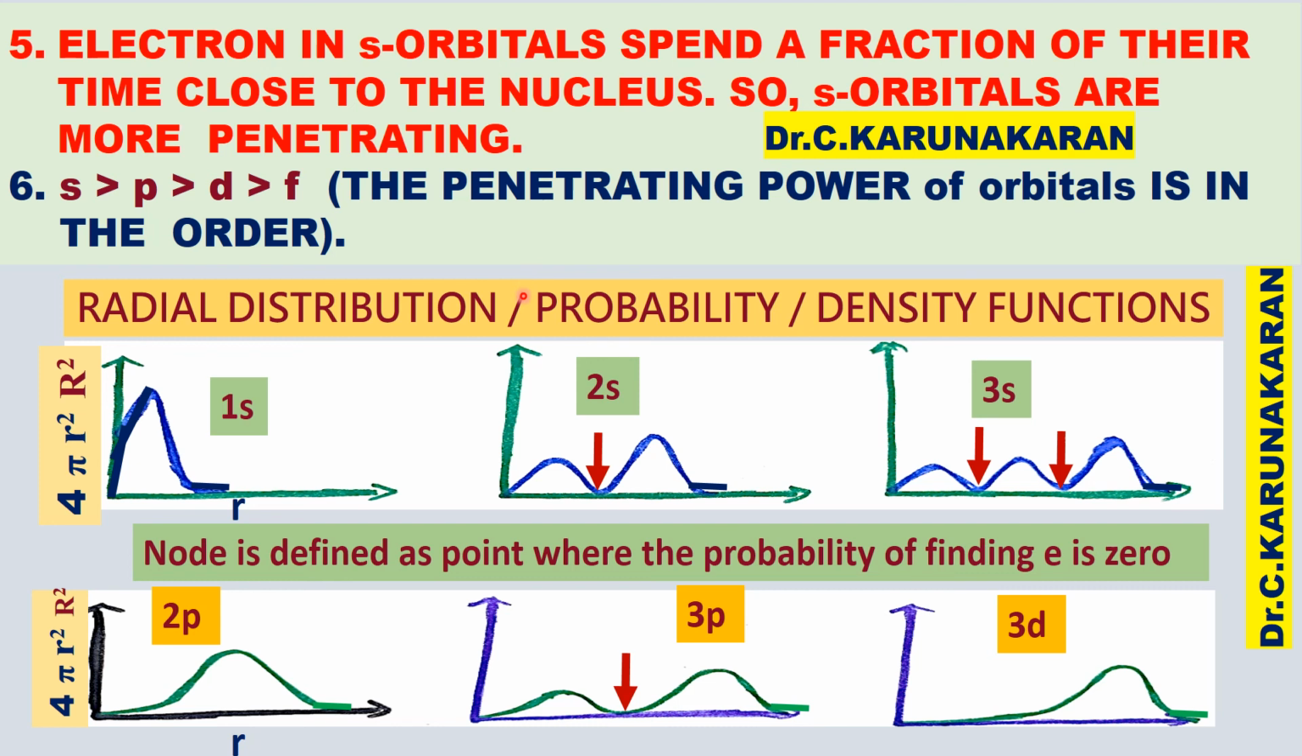Okay, thank you very much. We'll see the angular probability function in the next class. What is called the angular probability function? The angular wave function gives the shape of atomic orbitals. Thank you for watching.